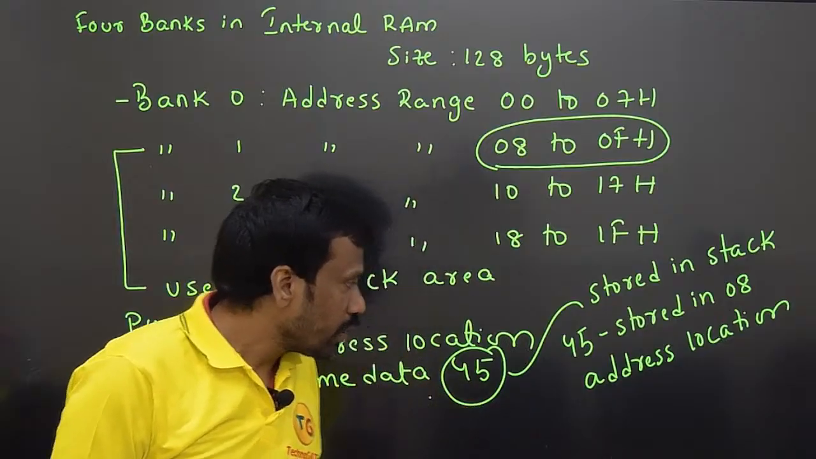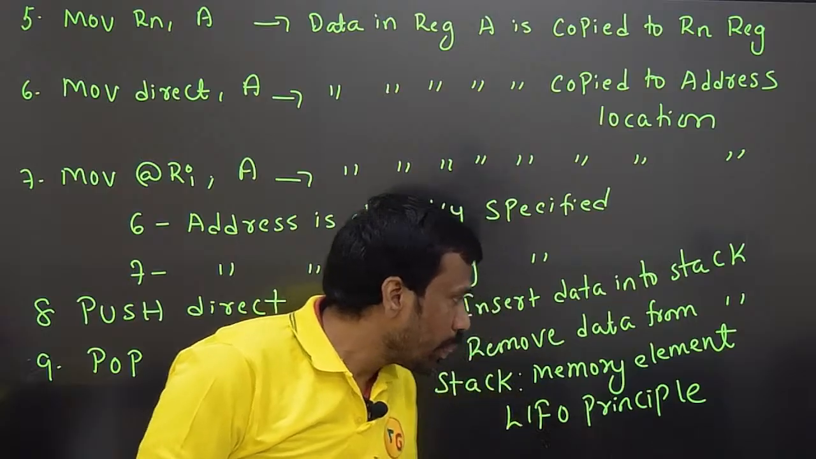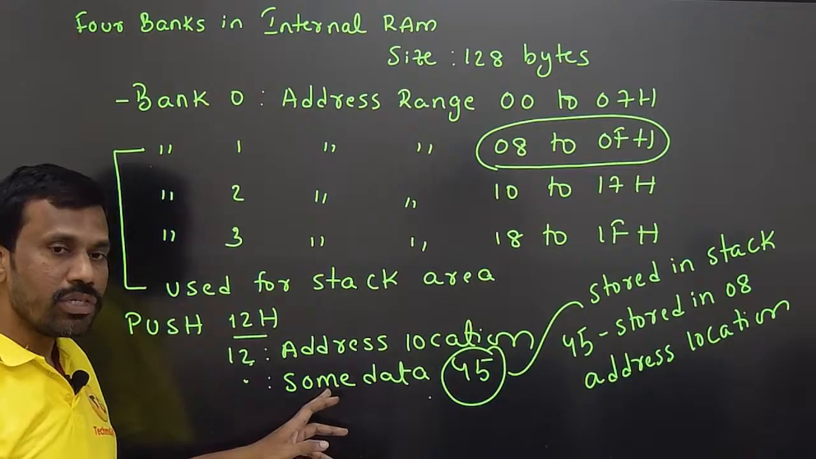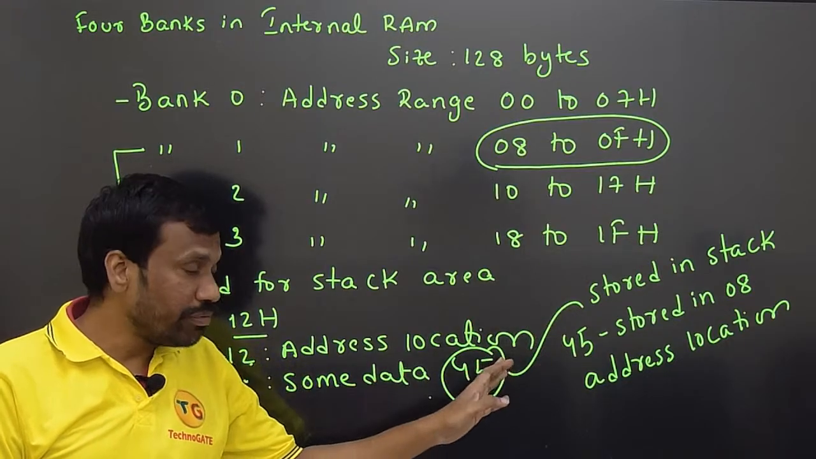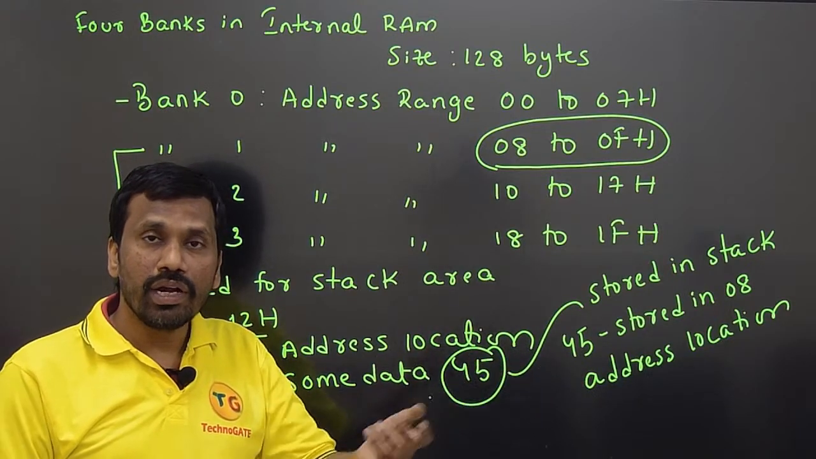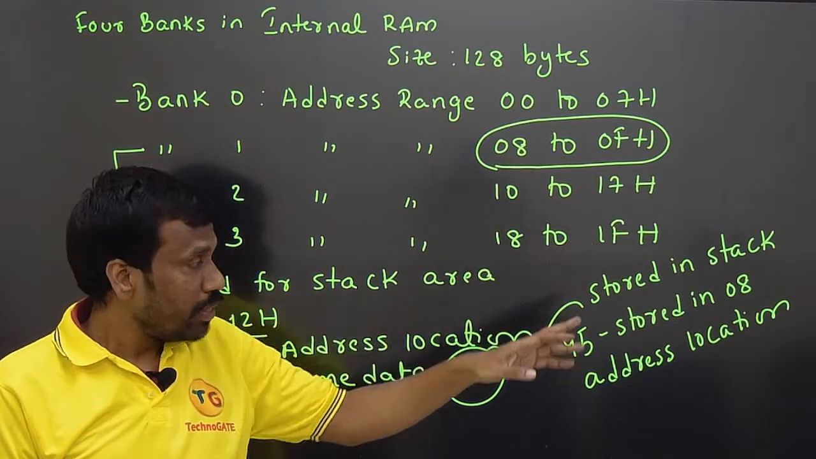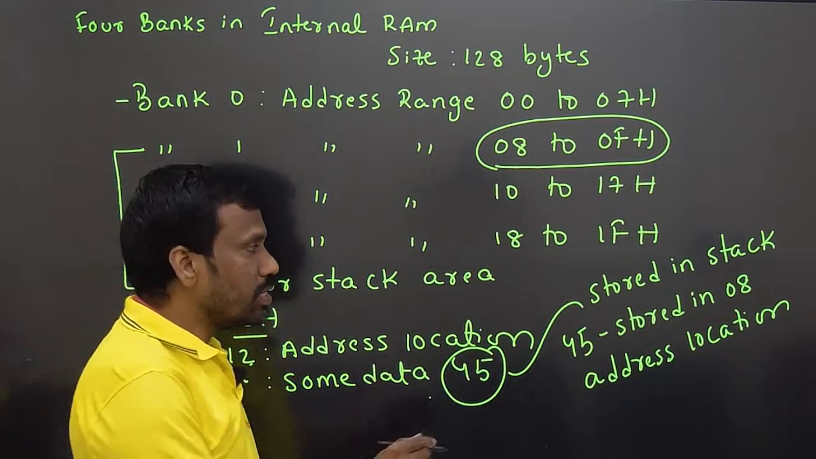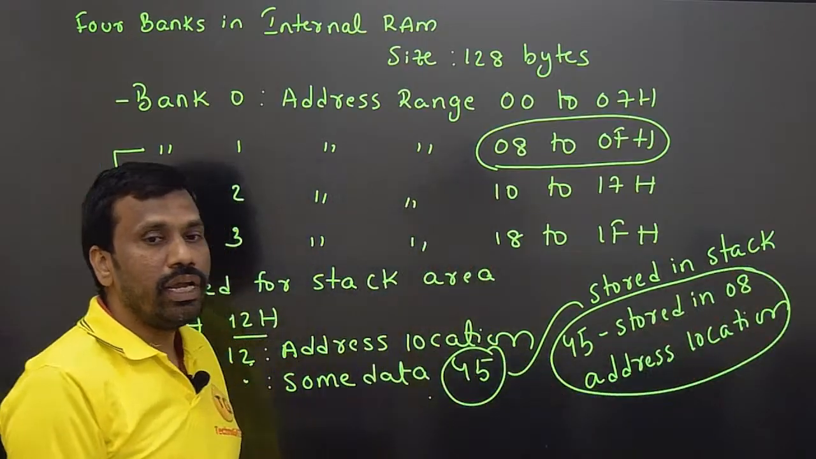Push direct. So what do you mean by push direct? Example, push 12. 12 is the address location. In the address location, what is there? 45 data is there. This 45 will be stored in the stack. In the stack, which location? What are the stack locations? Stack locations are 08 to 0F. Okay. So this 45 will be stored in the 08 address location. So this is the point.